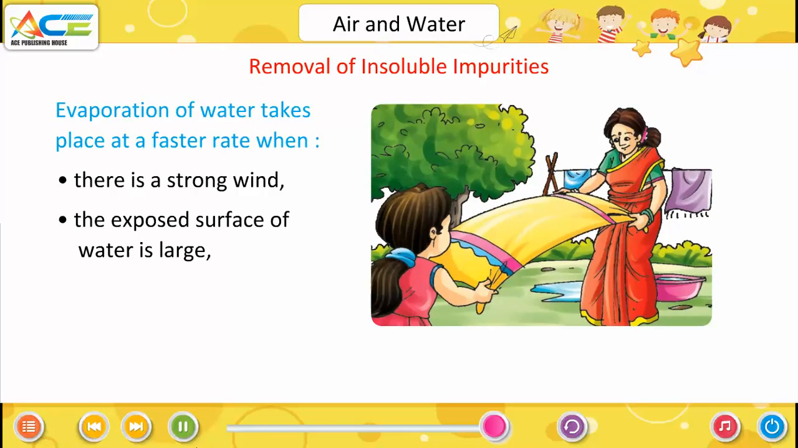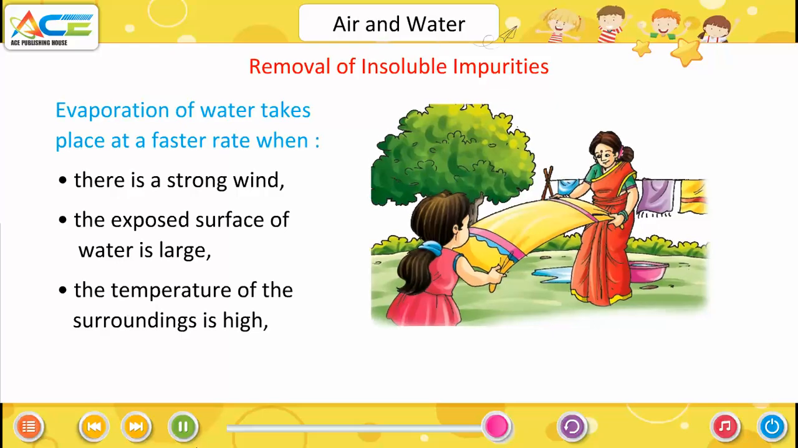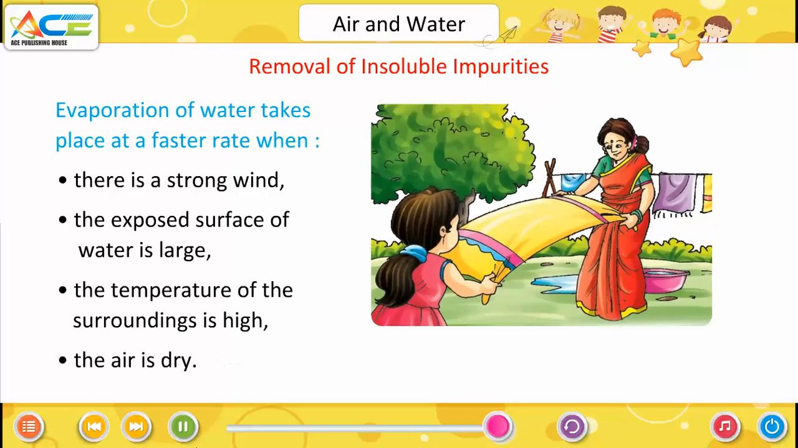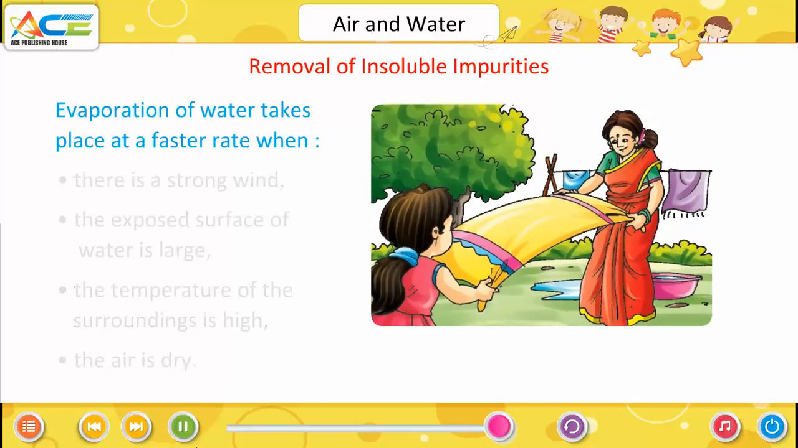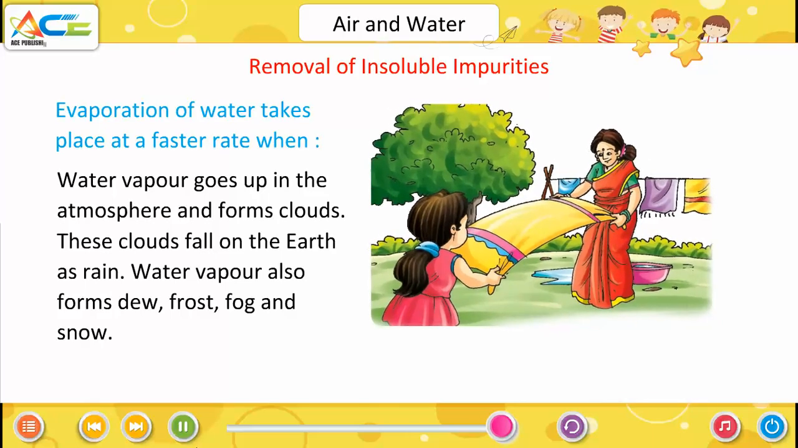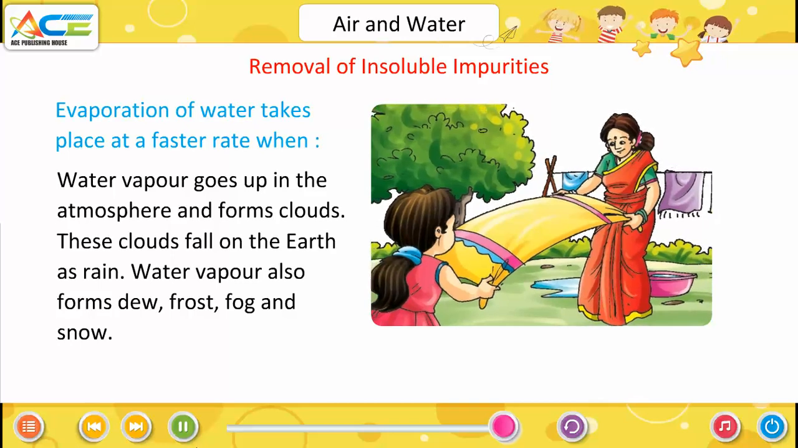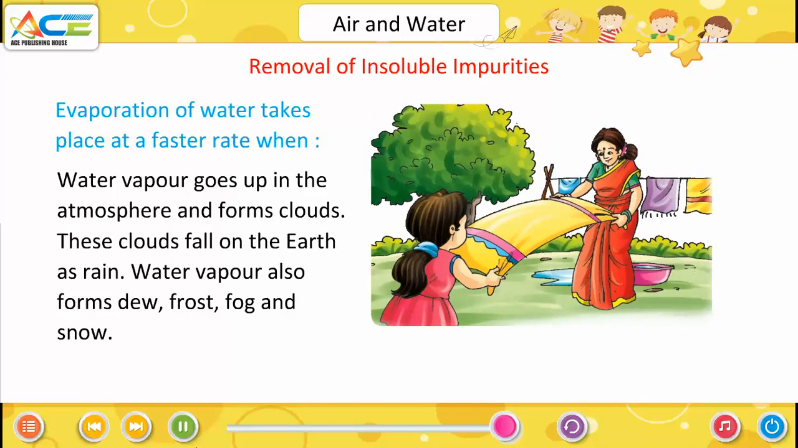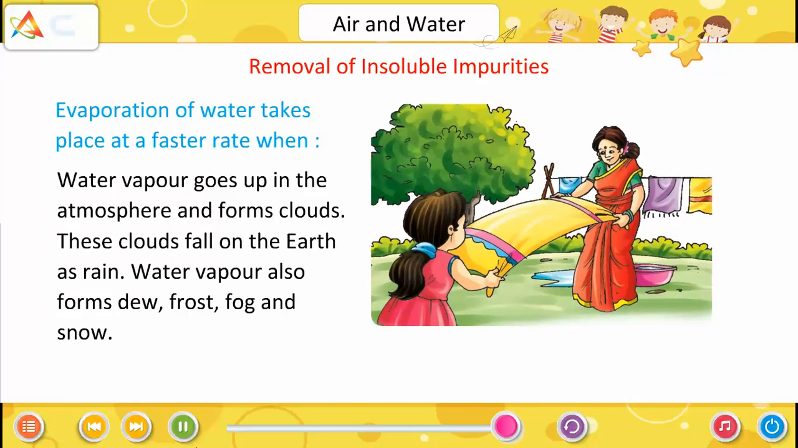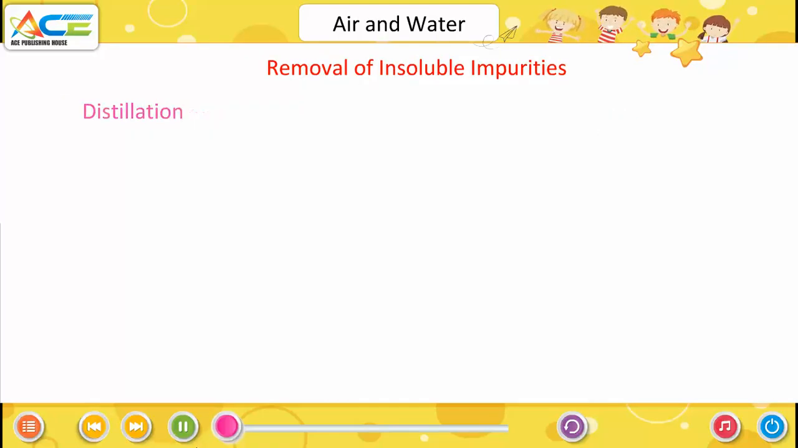The exposed surface of water is large. The temperature of the surroundings is high. The air is dry. Water vapor goes up in the atmosphere and forms clouds. These clouds fall on the earth as rain. Water vapor also forms dew, frost, fog, and distillation.